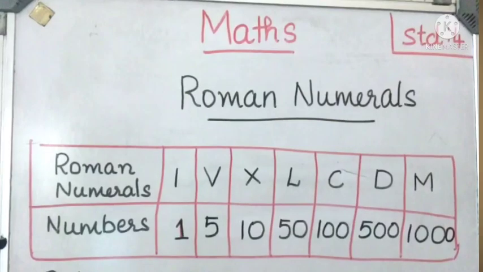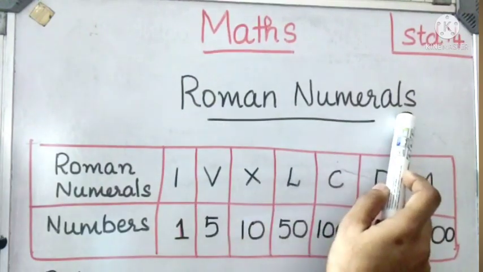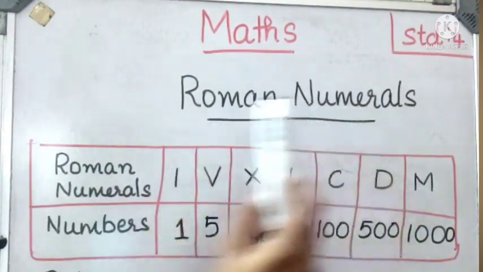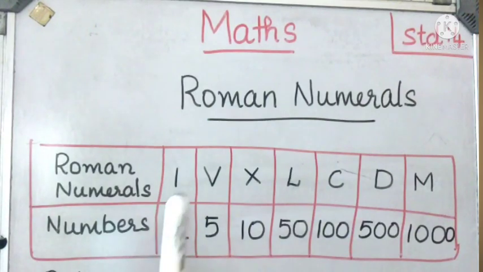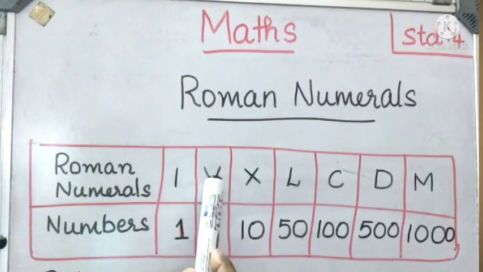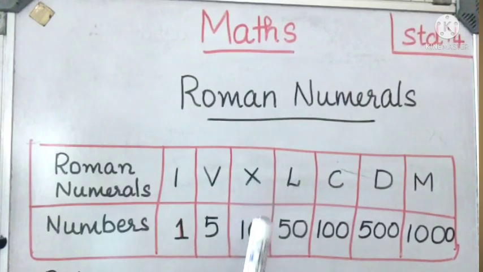Let's learn more about Roman numerals. These are the Roman numerals and the letters corresponding to the numbers. I represents 1, V represents 5, X represents 10, L 50, C 100, D 500, M 1000. There are some rules in writing the Roman numerals.